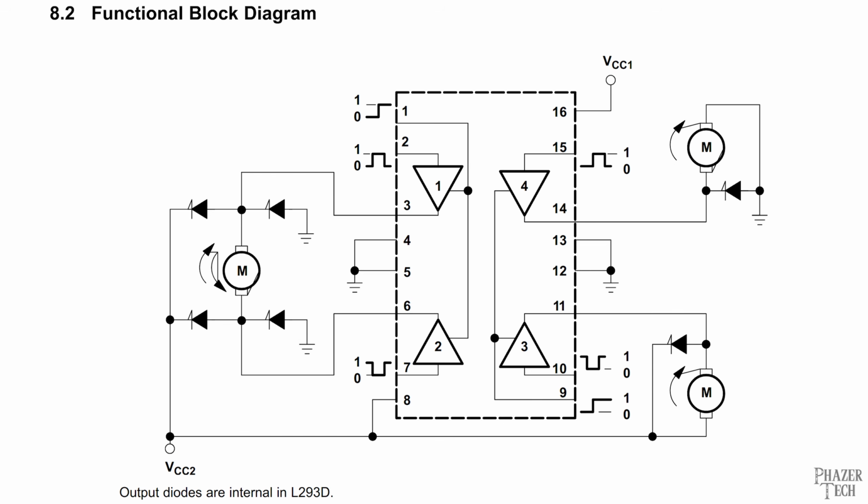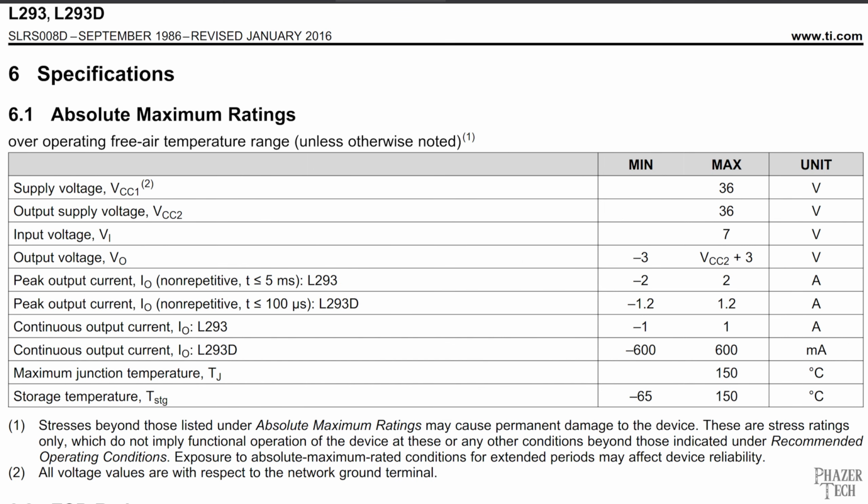This image is taken from the datasheet, and the older 293 non-D model also requires you to add these clamping diodes. But these older models are no longer available, and the newer L293D models have these built in, so you don't need to worry about adding these diodes. Now let's quickly go through some of the specs you should keep in mind.